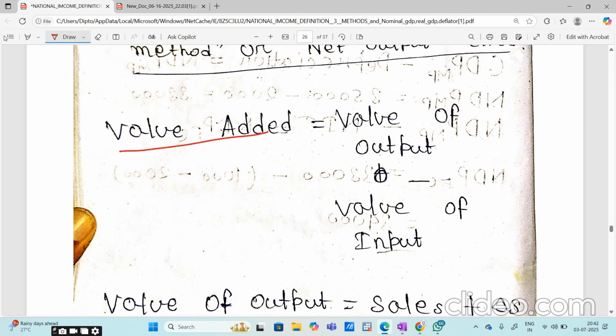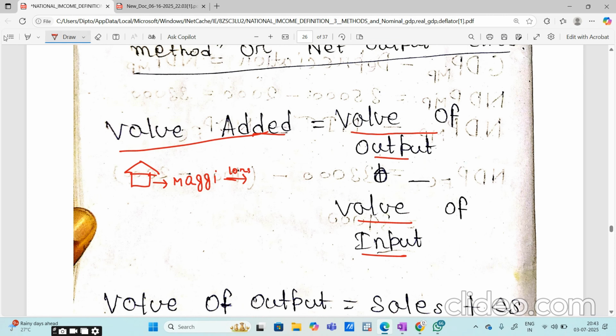Now, what is value addition? Value addition is basically value of output minus value of input. Let me be very clear about this. Suppose, let me tell you a story, that I am a shop owner and I am making and selling Maggie. So basically I have purchased some Maggies, and the price of Maggie is 10 rupees.